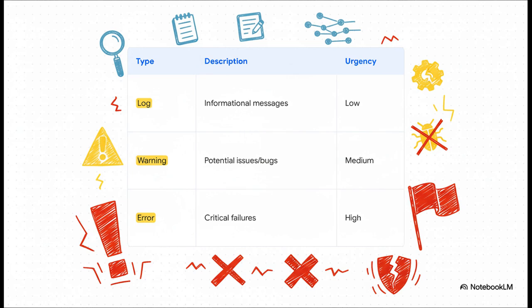A log is just an informational message, no big deal. A warning is a yellow flag, a heads up that something isn't quite right and might cause bugs later. But an error, that's a red flag. That's a critical problem that you need to fix, like right now. Learning to read and react to these is the absolute core skill of debugging.